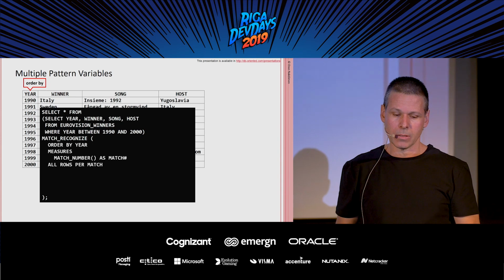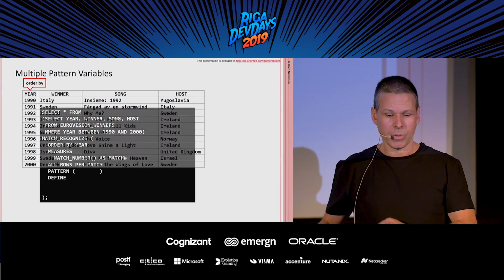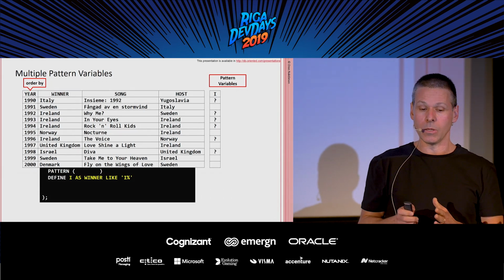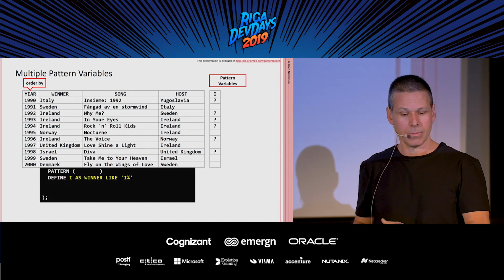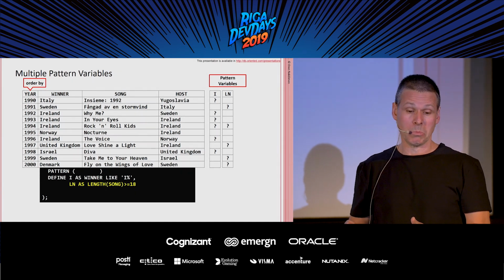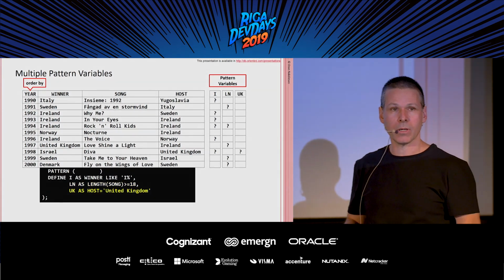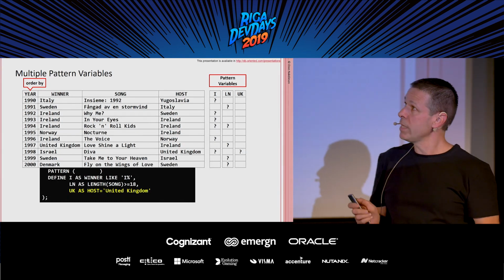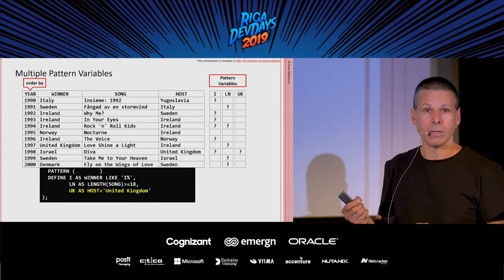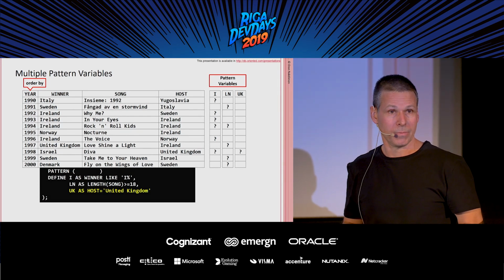Order by, measures like before, all rows per match. I'll talk about it later. And let's define 3 pattern variables. I, which means that the winner starts with a capital I. LN for long name, when the song name is long. And UK, when the host country is UK. The question marks represent potential records for every variable. Why only potential? Because we don't know the pattern yet.